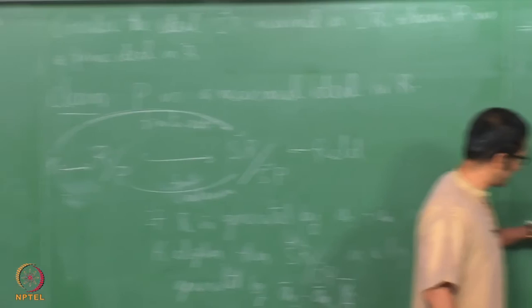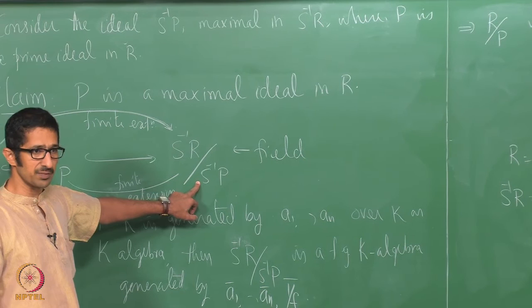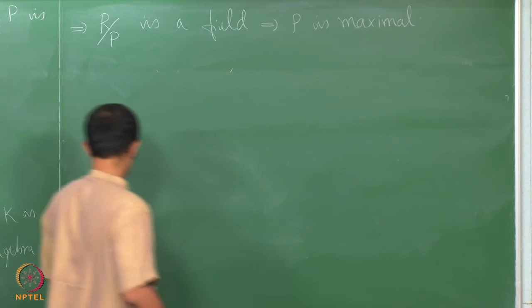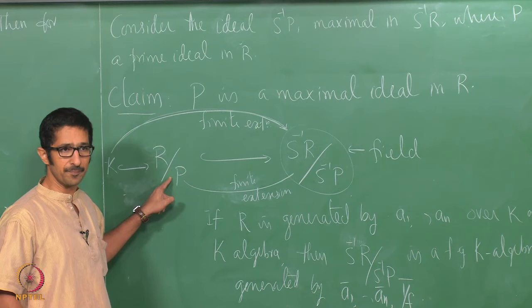And here we are looking at S inverse R mod S inverse P. Okay. So this is a finitely generated K algebra, which is a field. This is a finite extension, this is a finite extension, this is a field, therefore this is a field. That means P is a field.